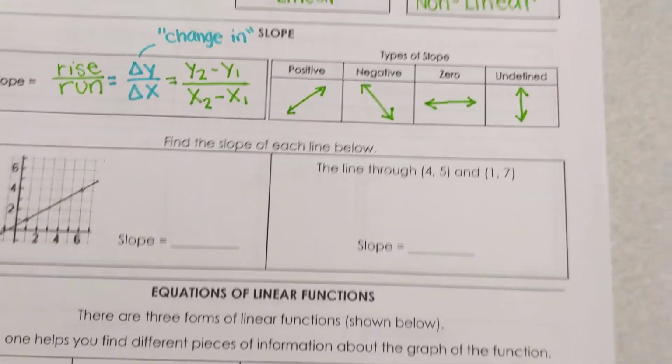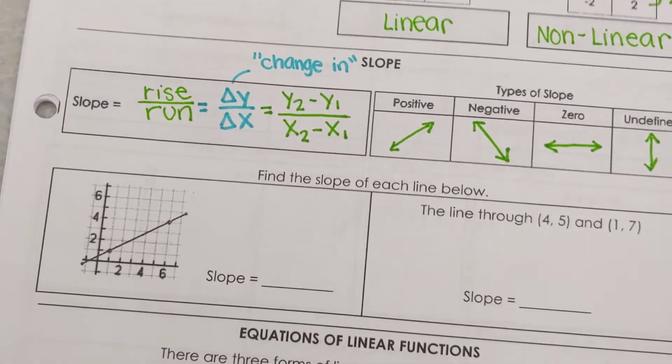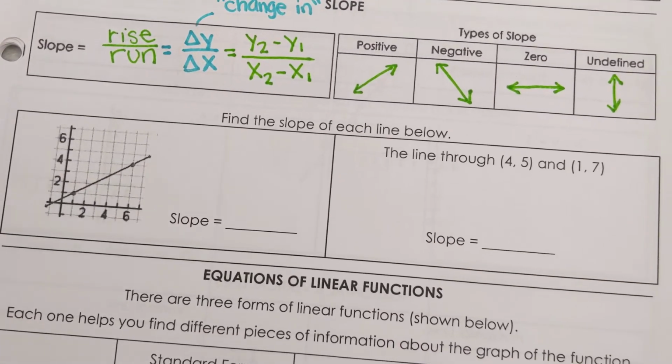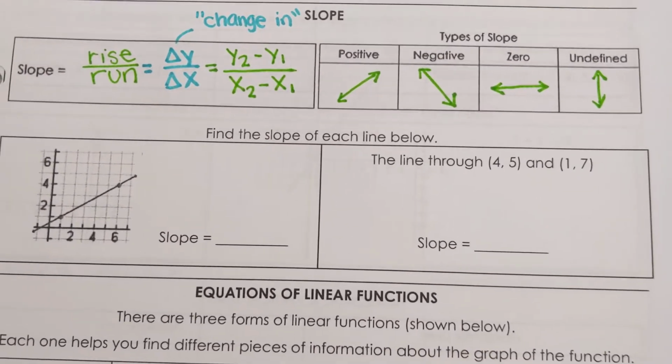So now we're going to find the slope from a graph and then from 2 points. Let me kind of adjust this. There we go.